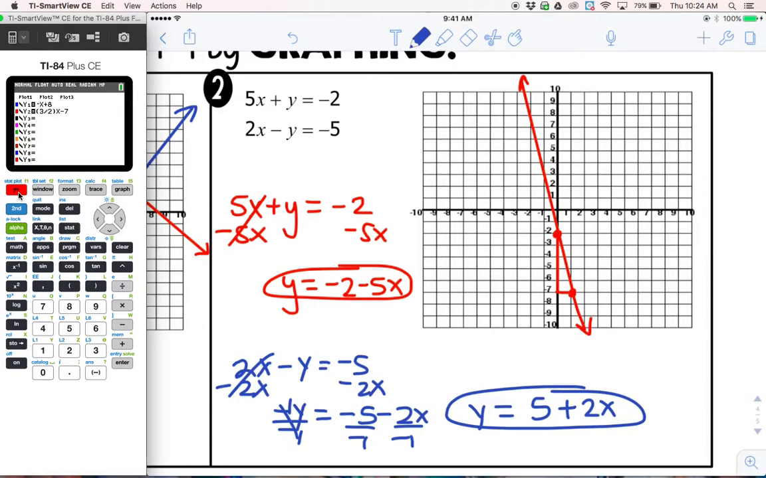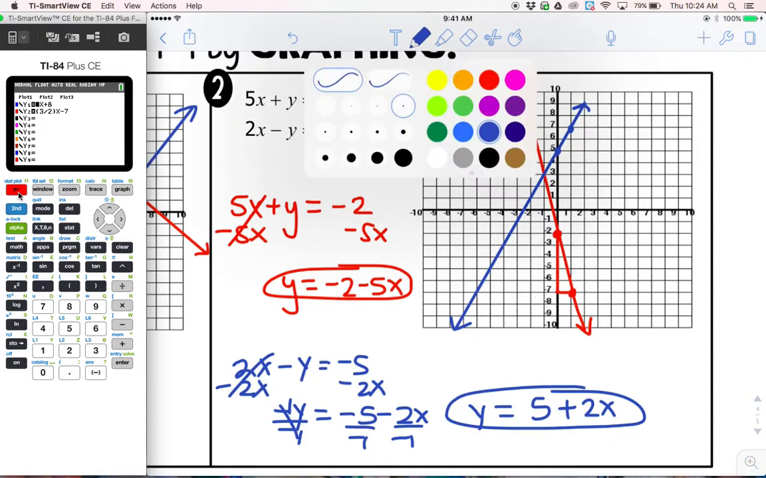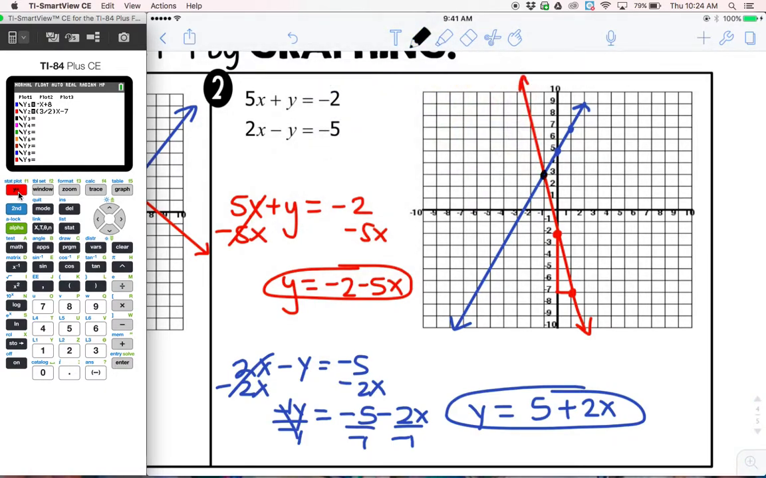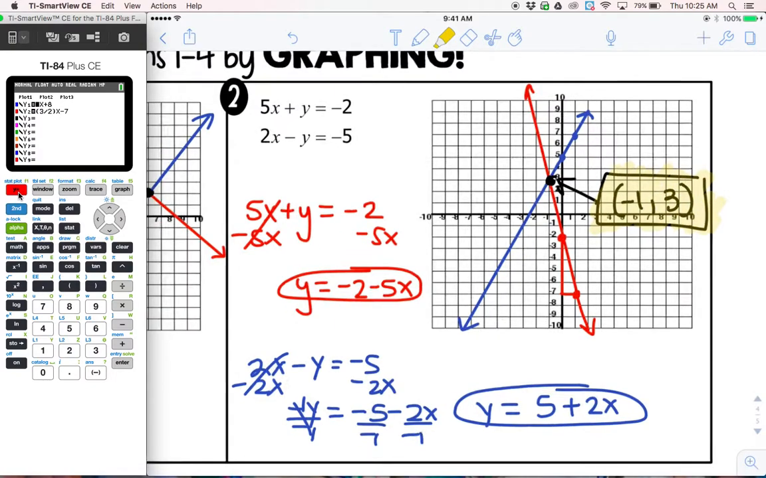So put a dot at 5 for my y-intercept, and my slope is a positive 2. So here is my new line. And again, I think we can probably see the solution pretty clearly. We've got it right here. And that point is negative 1, 3. That would be my solution. The point where they cross is my solution.